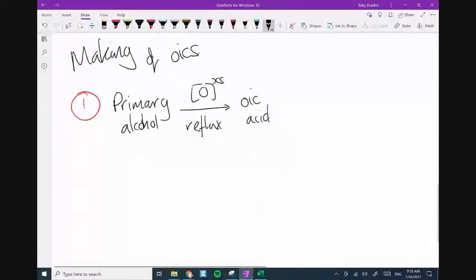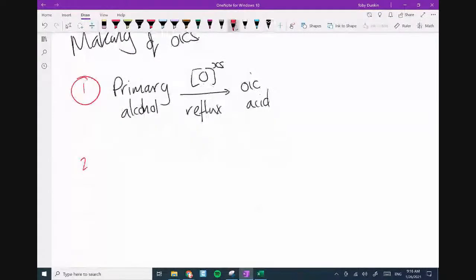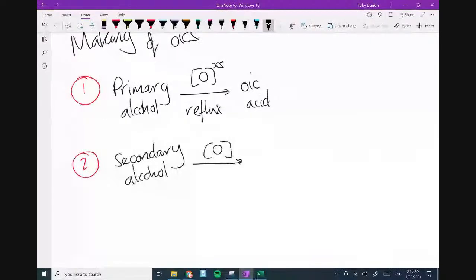Number 2, we can do this with a secondary alcohol, can't we? Once again, this is an oxidizing agent, such as potassium dichromate. We'll still do it in excess. And here's the hilarious bit. We're still going to do it under reflux. And the question is why?